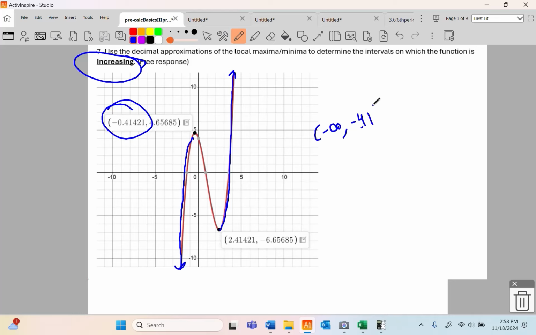I don't think more than 3 people out of your class got this right on the last quiz. It's the easiest stinking problem on the whole quiz.